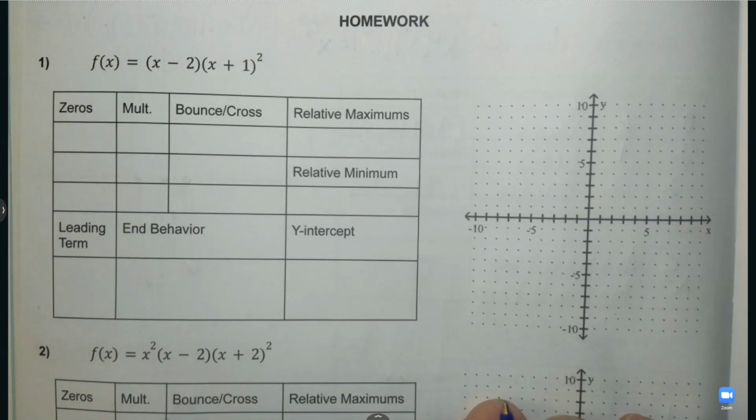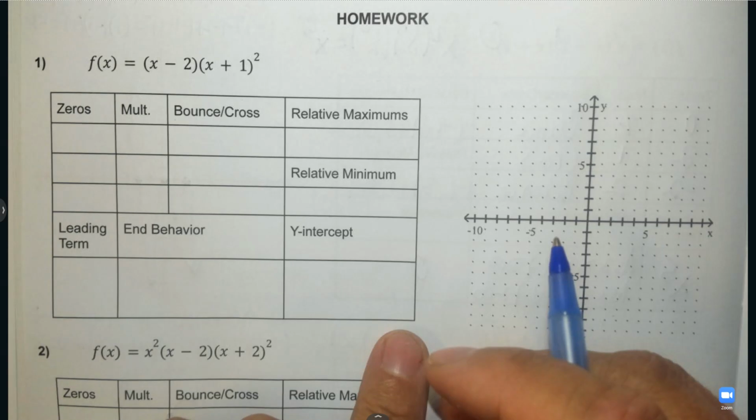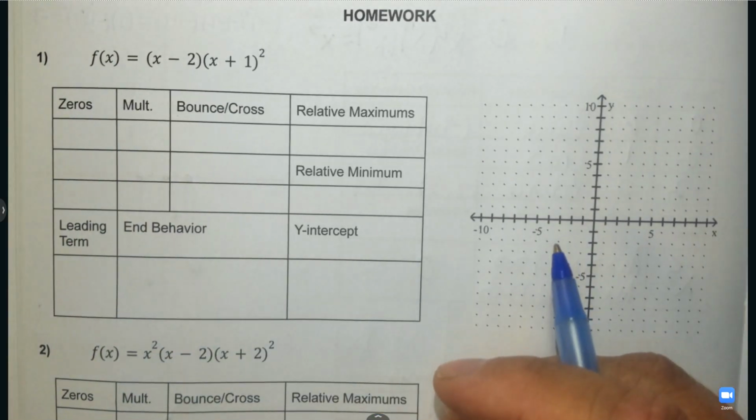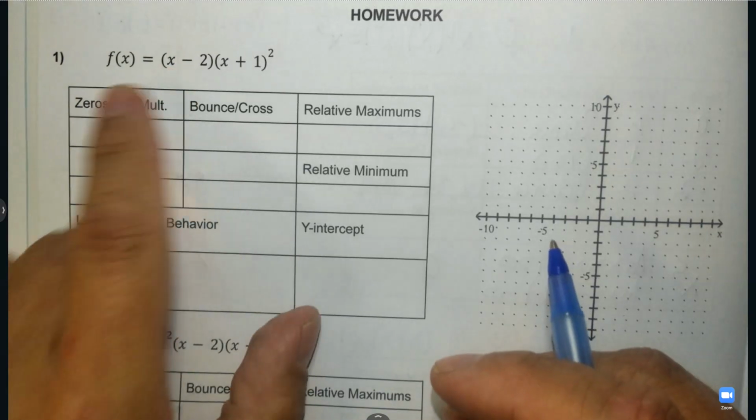All right, here's our homework together. Can you graph this? Let's do it one step at a time. The best is if you try it first and then play the video, but if you need support, I understand. So, what are the zeros?